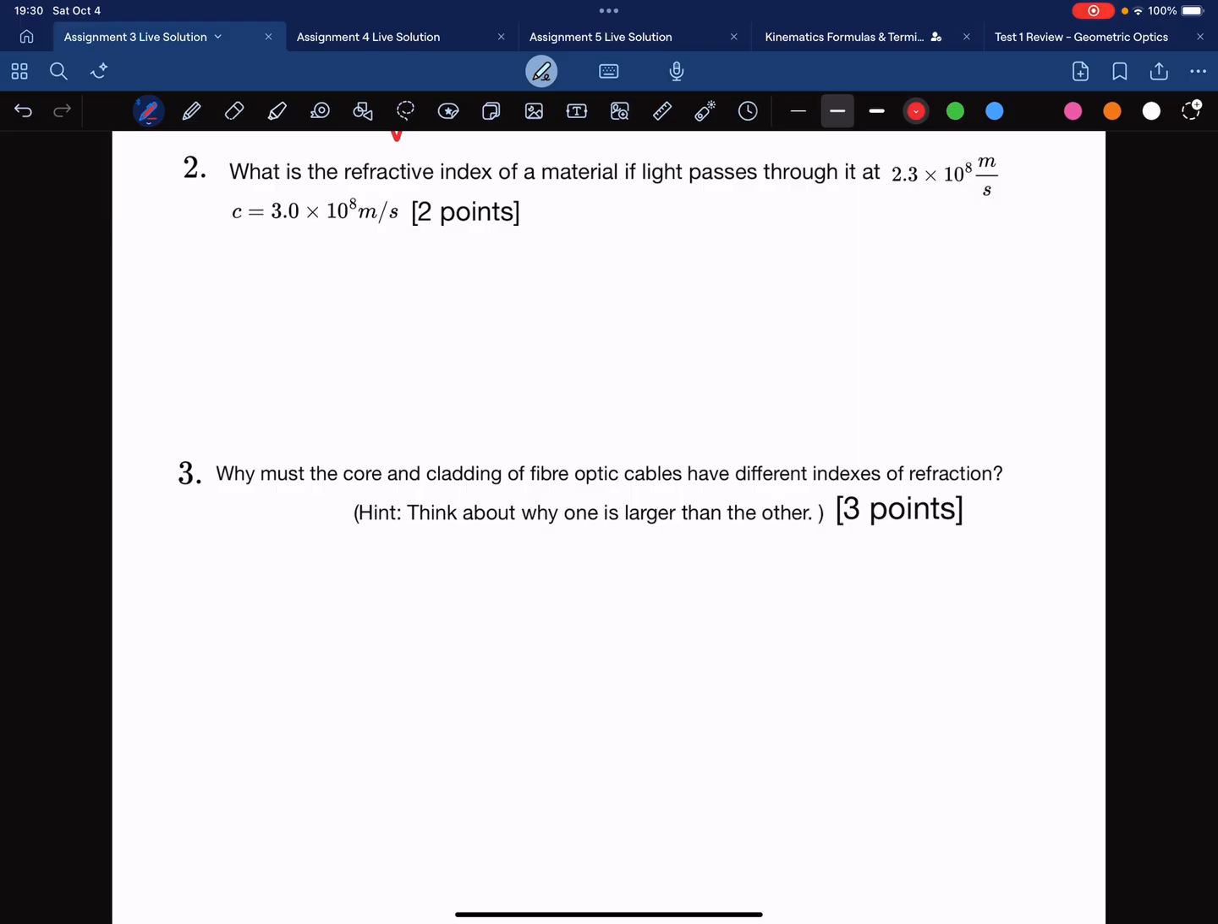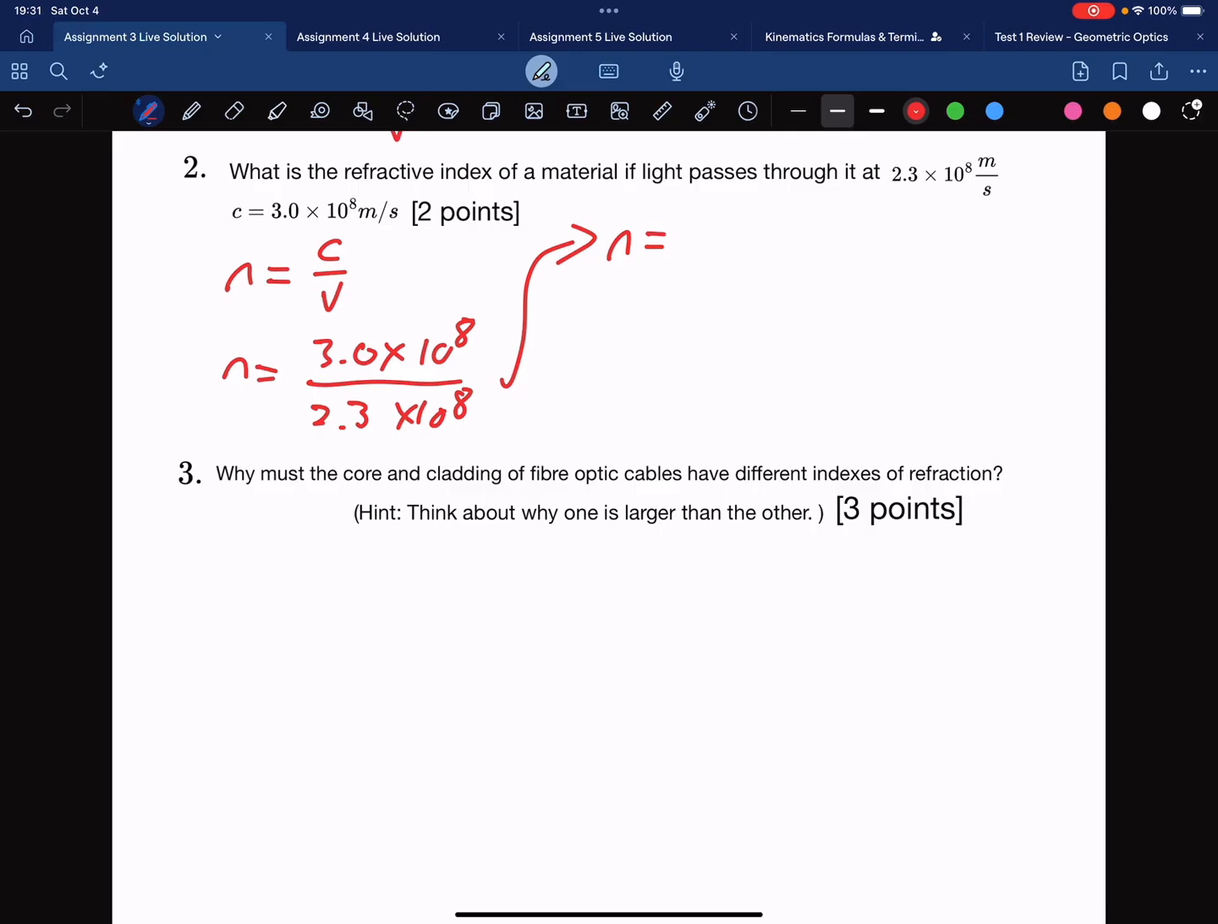So, question number 2. What is the refractive index of a material if light passes through it at 2.3 times 10 to the 8 meters per second? And we know that the speed of light is c, and I'm using an approximate value here of just 3 times 10 to the 8 meters per second. Our formula is just n equals c over v, where n is the refractive index, what we're looking for. So we get 3.0 times 10 to the 8 over 2.3 times 10 to the 8.